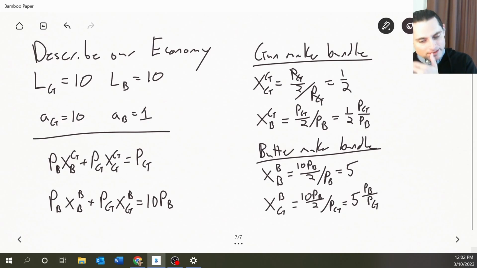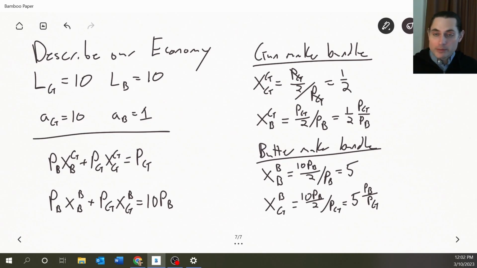Okay. So we're not quite done yet, right? We know how much butter the butter maker is going to purchase. It's 5 units. We know how many guns the gun maker is going to get. It's 1/2. But we don't know what the prices are. Okay. So what can we do to finally sort of close this model at an equilibrium condition? We need the markets to clear.